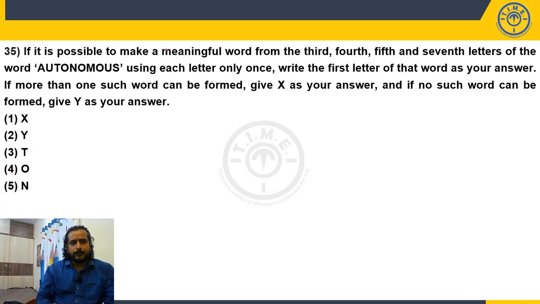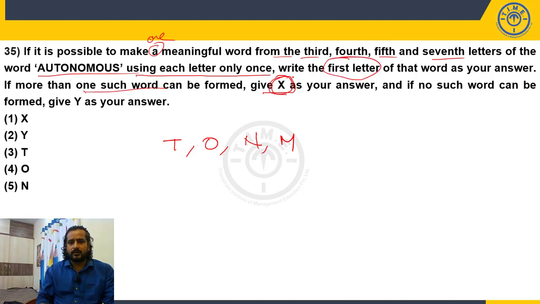Now, if it is possible to make a meaningful word from the third, fourth, fifth and seventh letters of the word autonomous. What is the third letter? T. What is the fourth letter? O. What is the fifth letter? N. What is the seventh letter? M. Of the word autonomous, using each letter only once, write the first letter of the word as your answer. If more than one such word can be formed, give your answer as X. If only one word can be formed, the first letter of the word is your answer. If no such word can be formed, Y is your answer.